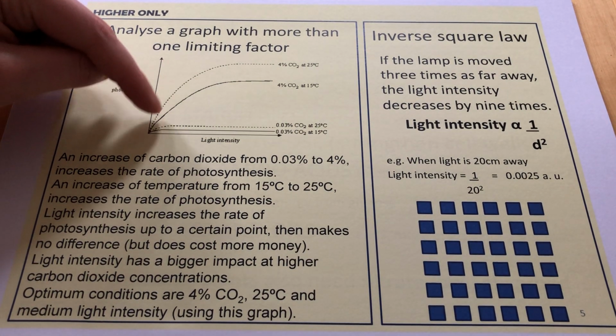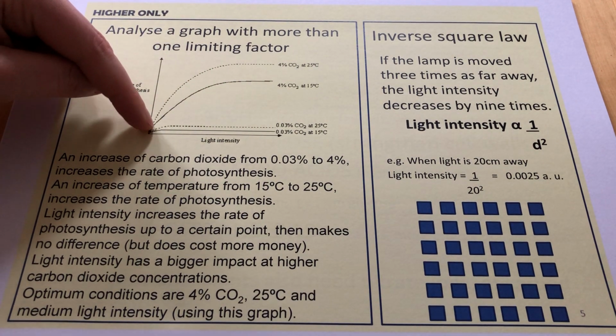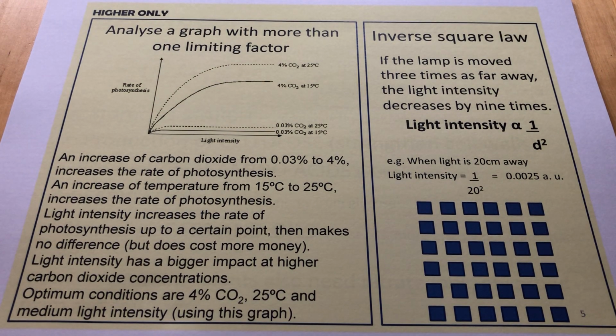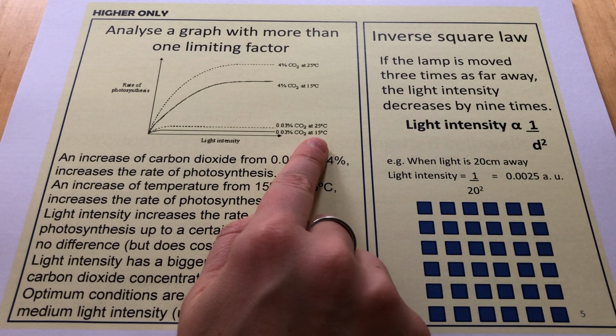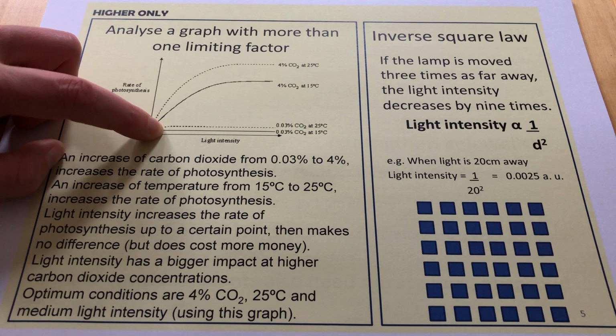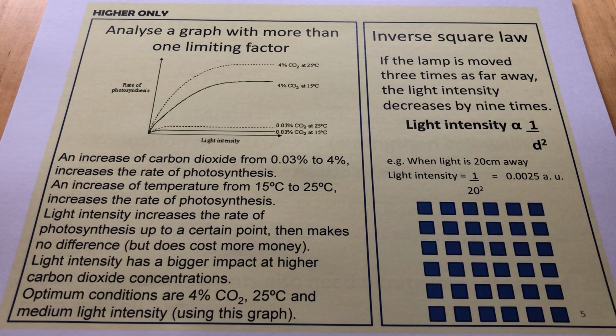Now if we look at light intensity on this one here, we can see that the optimum for light intensity at these conditions is about here. However, if we were to look at light intensity first, and we were looking at low concentrations of carbon dioxide and a low temperature, this bottom line, then we find the optimum is actually here. So the importance of what I'm trying to get across here is that even though we might choose one limiting factor at a time to investigate, when we've got through all of them, we haven't necessarily got the ultimate conditions. We have to keep retesting to get the best one.